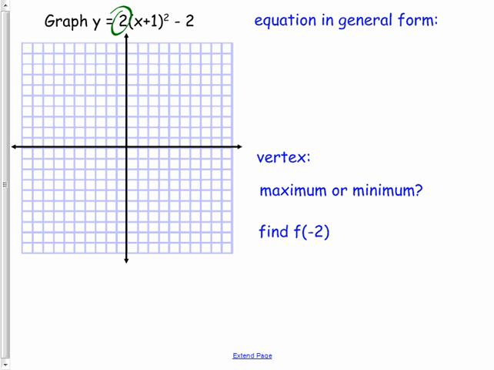This 2 right there, that is a stretch. That means that this is not a normal parabola. It's stretched up. So the vertex is still here. The vertex is still at negative 1 comma negative 2. That's really easy to screw up because you're not flipping that, but it's negative 1 comma negative 2.